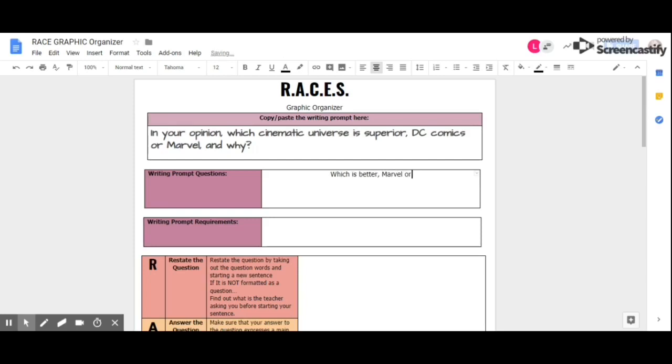Marvel or DC? Now, keep in mind that my teacher said cinematic universe. So I'm going to say which movies are better, not which comic books are better. So that's good to note. DC Comics or Marvel, and why?